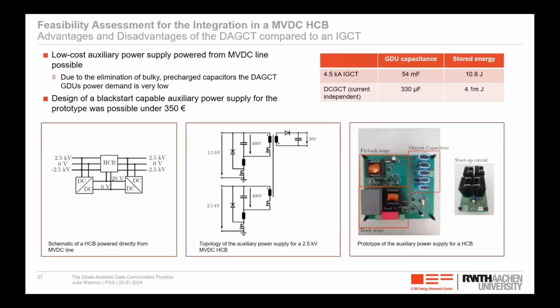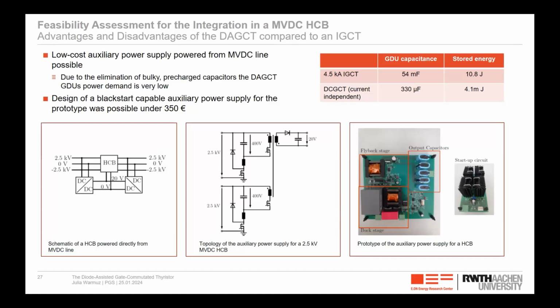When you look at the driver for an IGCT, so for a 4.5 kiloamp IGCT, we have a GDU capacitance of 45 millifarad, and therefore an energy stored of almost 11 joules. That's a lot of energy that needs to be charged in the capacitor, so it needs a lot of time to recharge. And after every switching cycle, this capacitance needs to be recharged. So there are different demands for a power supply.